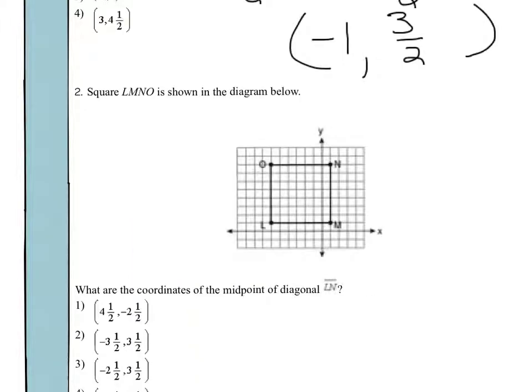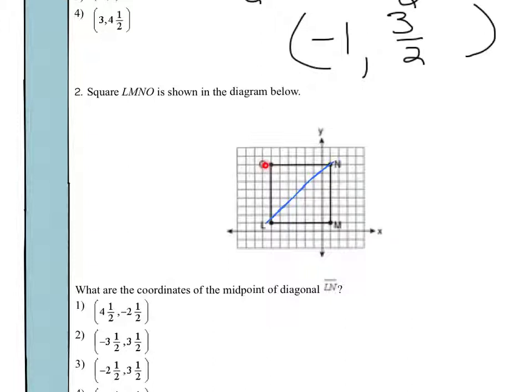All right, the bottom question says, here's a square, LMNO, and it wants to know the coordinates of the midpoint of diagonal LN. So let's draw in that diagonal just to get familiar with the vocabulary. Here's the diagonal. A diagonal goes from a non-adjacent vertex to a non-adjacent vertex. So a diagonal could not go from L to O or L to M because these vertices, O and M, are adjacent to L. All right, so let's figure out what the midpoint is, and we need to figure out the coordinates of these points.